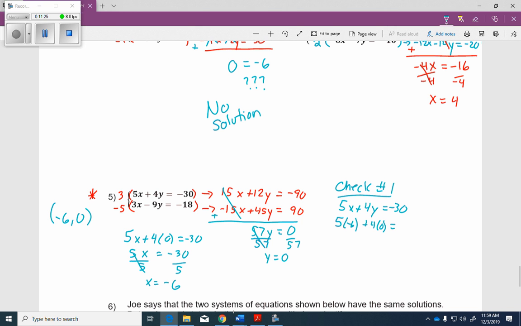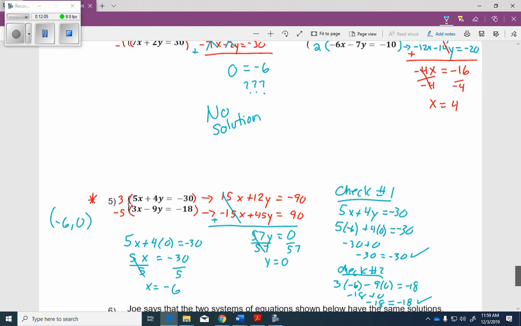Maybe I will just finish it. I'm almost done. So I get negative 30 plus 0. Negative 30 equals negative 30. Check. And then number 2. I get negative 18 plus 0, which really is negative 18, equals negative 18. Check. So number 5 was probably the trickiest that elimination gets, where you have to multiply the top and the bottom equation by different numbers to make opposites.